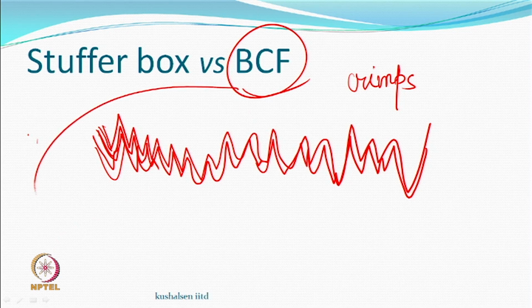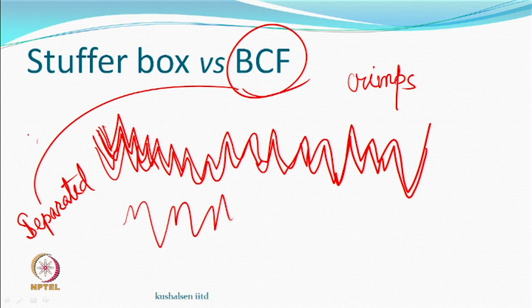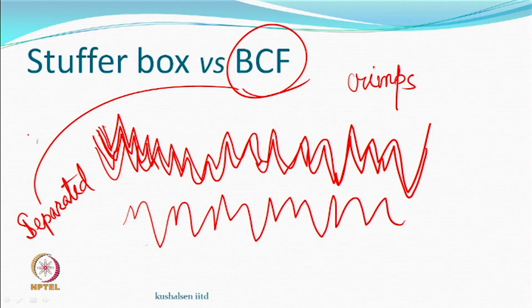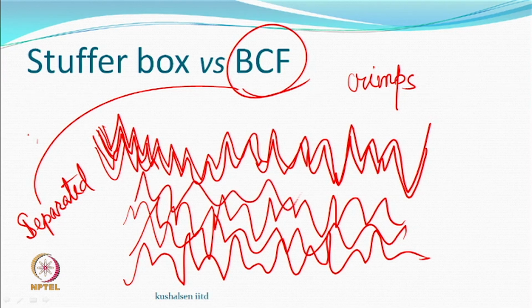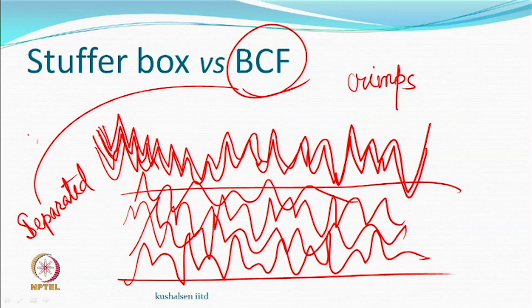In the BCF, the filaments are separated before they hit the drum. And so, theoretically each filament has its own crimp frequency and amplitude. The second one may have a different one, the third may not follow any path, the fourth may be something else. So, what do you see?